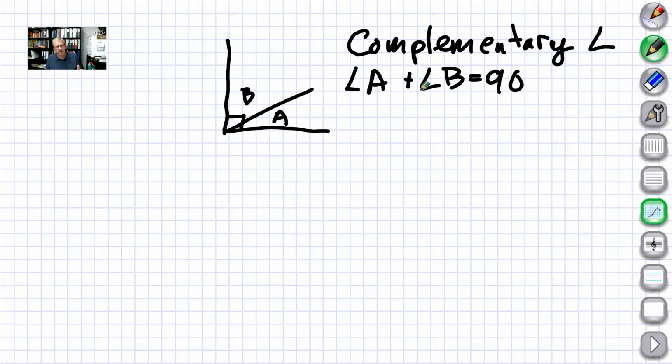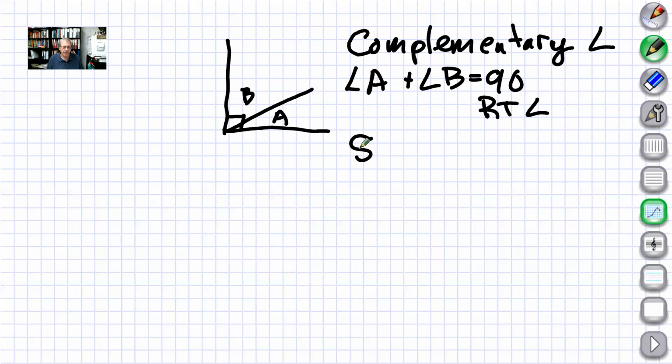The way I remember this is 90 degrees is what we call a right angle, and when you pay somebody a compliment, it's the right thing to do. So complementary right angles, they add up to 90 degrees.